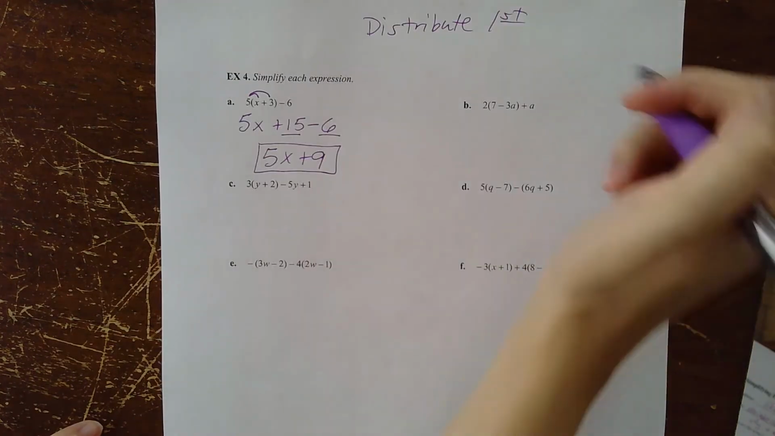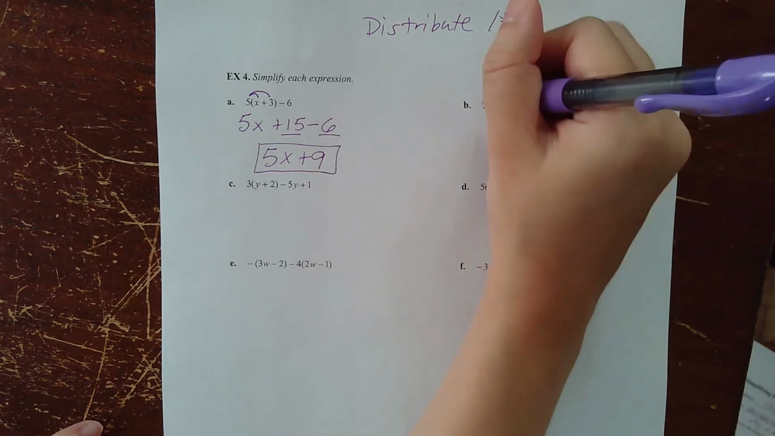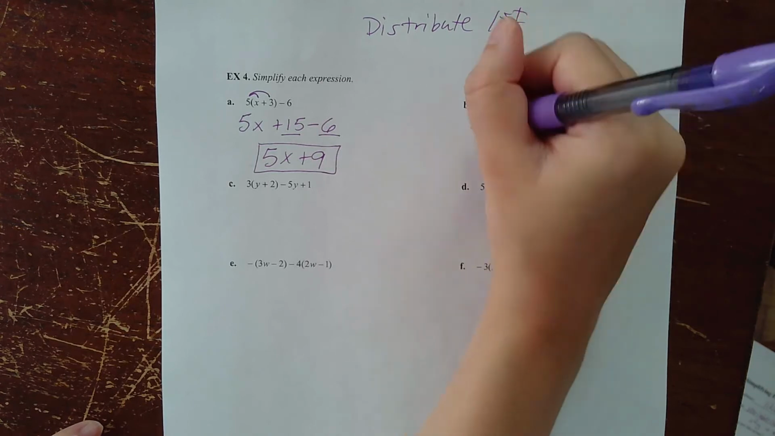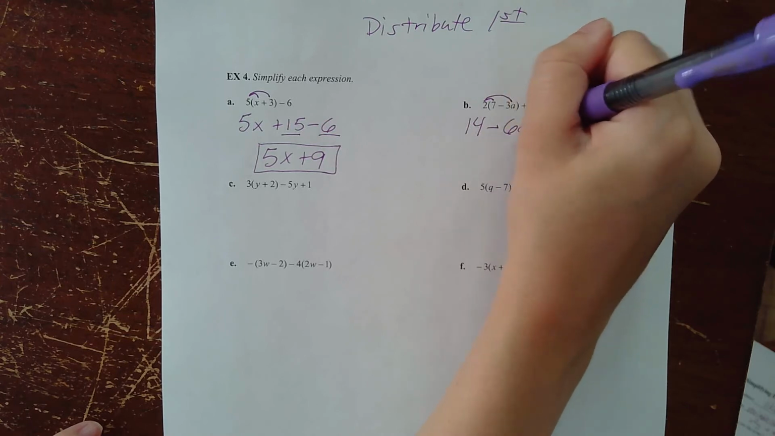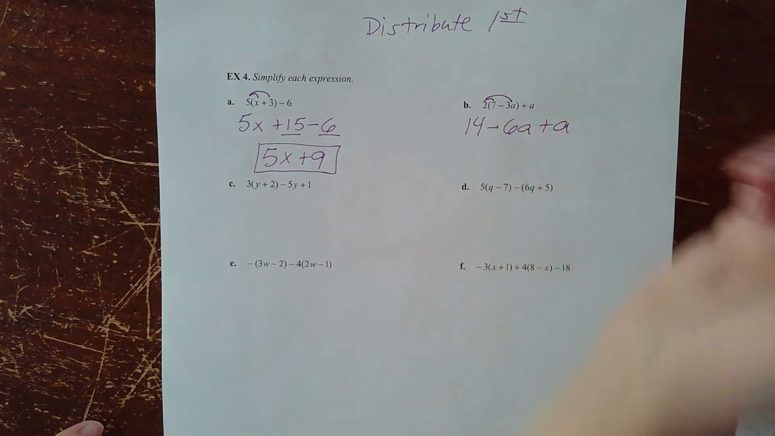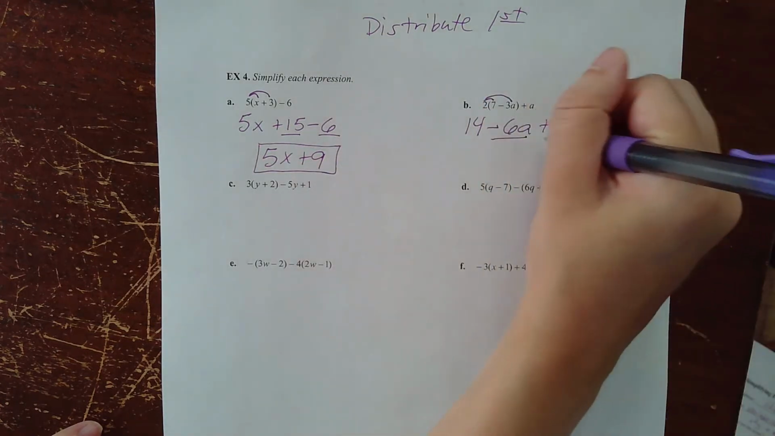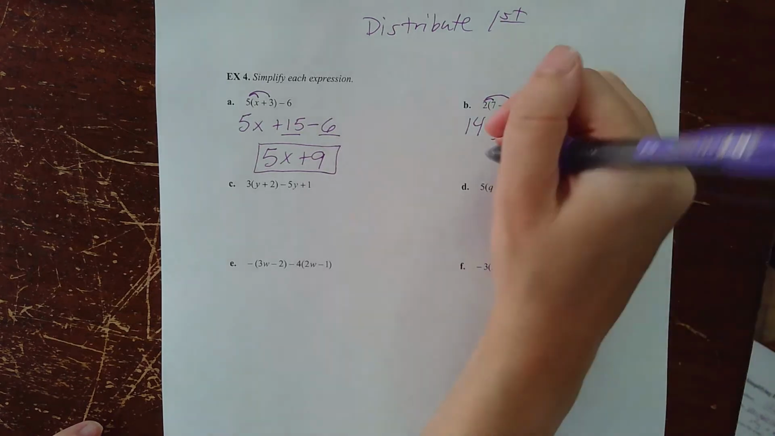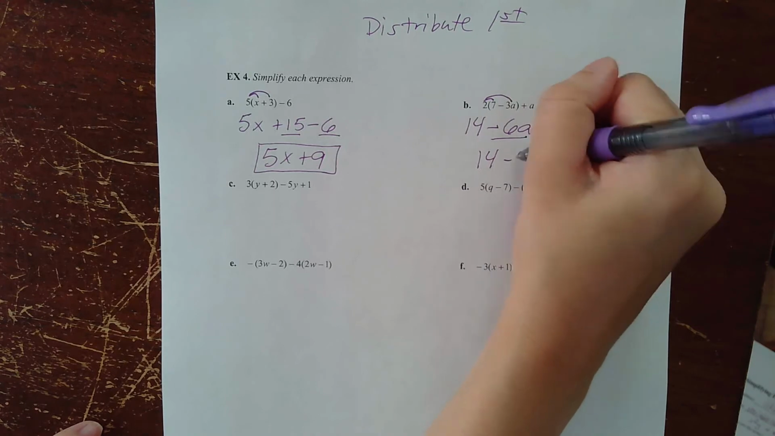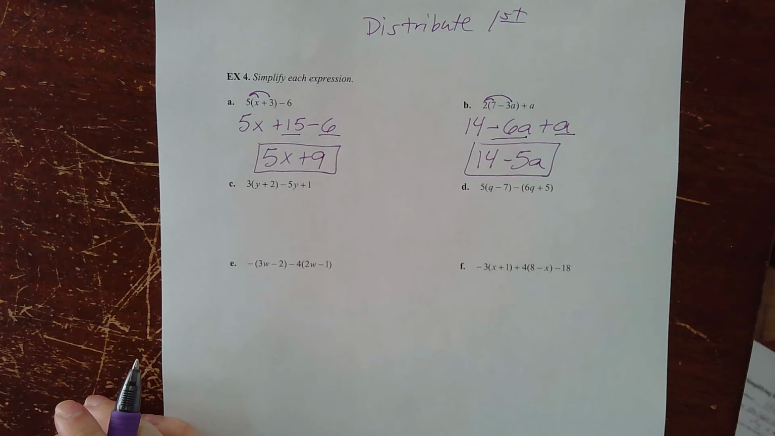In B, I have 2 times (7 minus 3a), and then there's a plus a. So I'll distribute first. So 2 times 7 is 14, minus 2 times 3a is 6a, and then I'm going to bring down the plus a. Once we've done that, I notice my like terms are a negative 6a and then positive a. And negative 6a plus a is negative 5a. So we can write that as 14 minus 5a. Or if you like rearranging, you could also do negative 5a plus 14. Okay. Well, let's do another one.